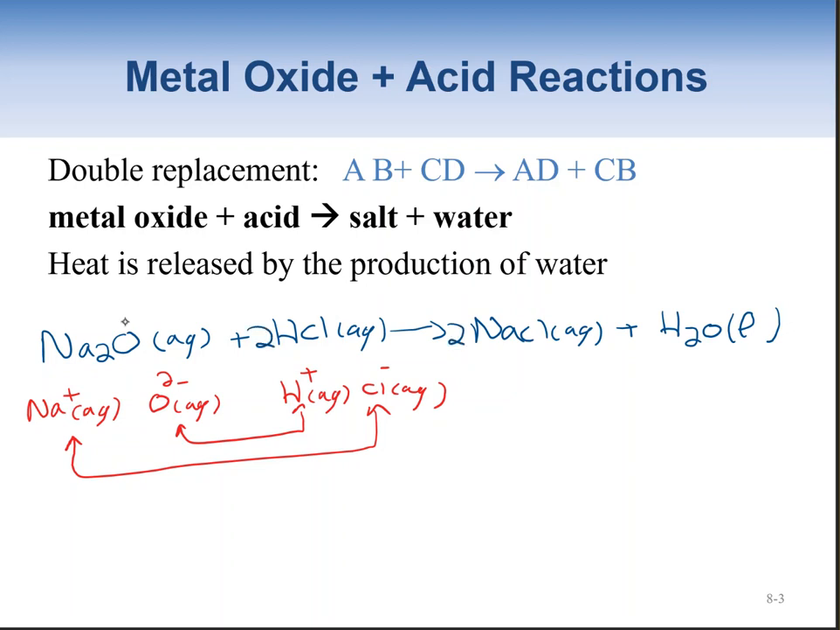Now let's look at this. Sodium oxide is a metal oxide. It's reacting with an acid. The product is salt and water. Now these reactions are also exothermic, so you would expect heat to be released from a reaction of metal oxides and acids.